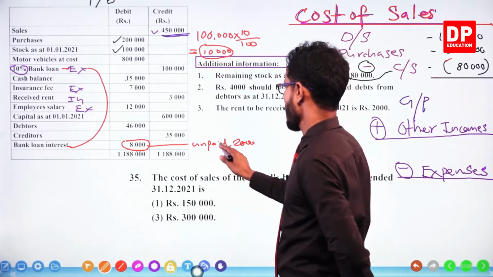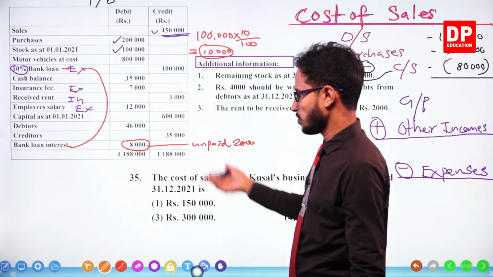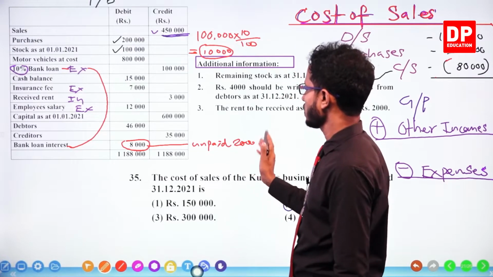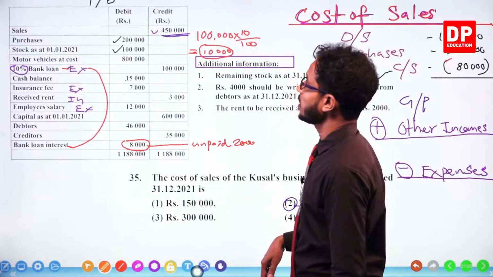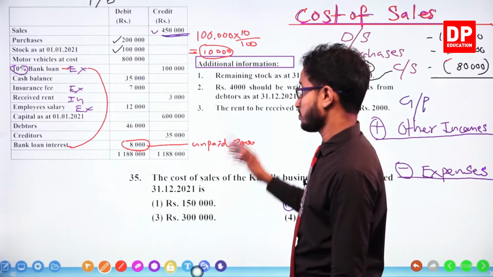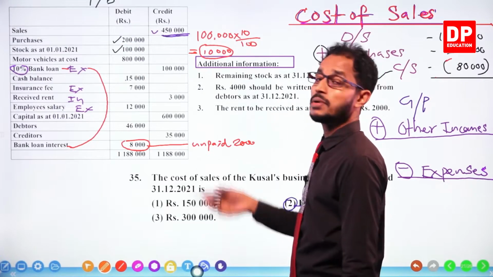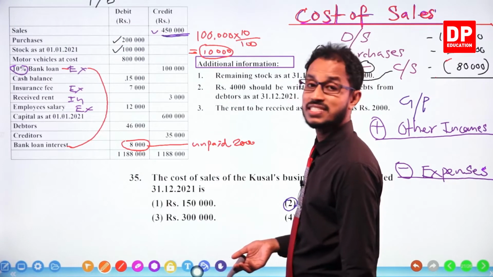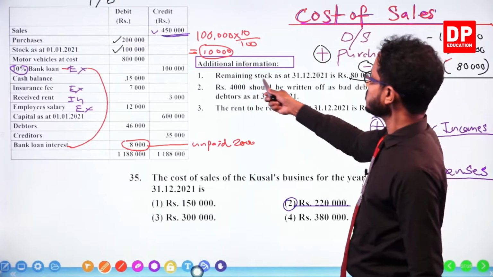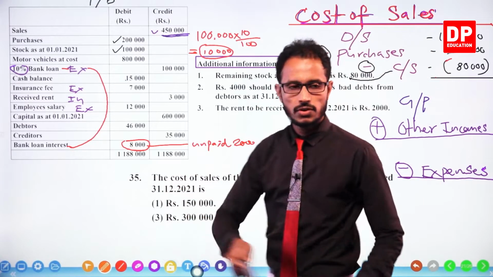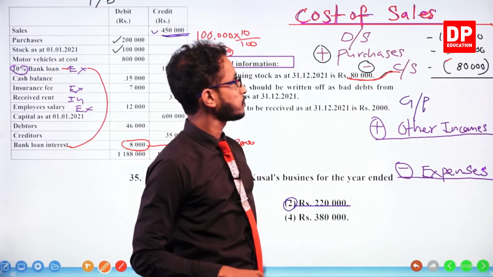Just in case, to make it clear to you, 2,000. Okay, no problem. Now you should look at the additional information, but if you looked at the additional information before the trial balance, that's better. Let's look at the additional information now. Remaining stock means closing stock. See, I have marked it here. Closing stock, already taken.